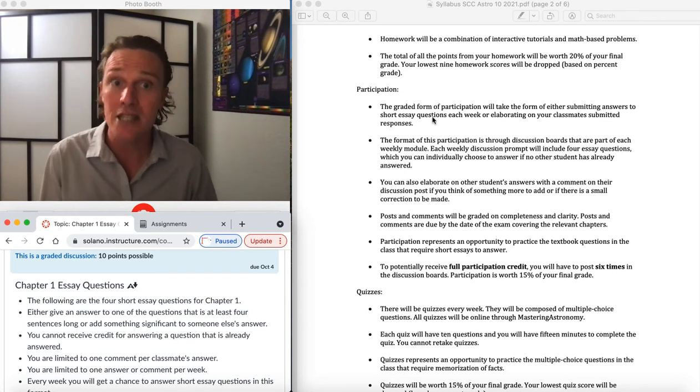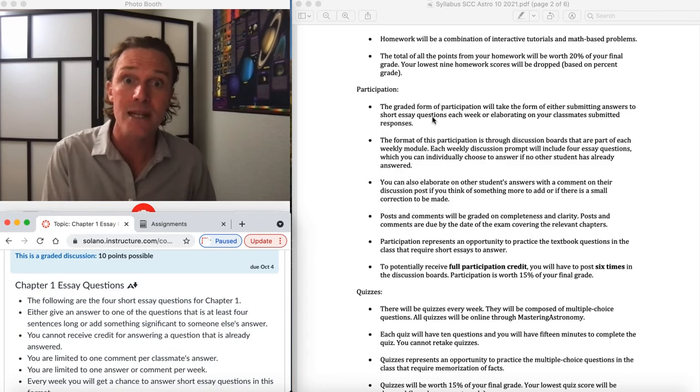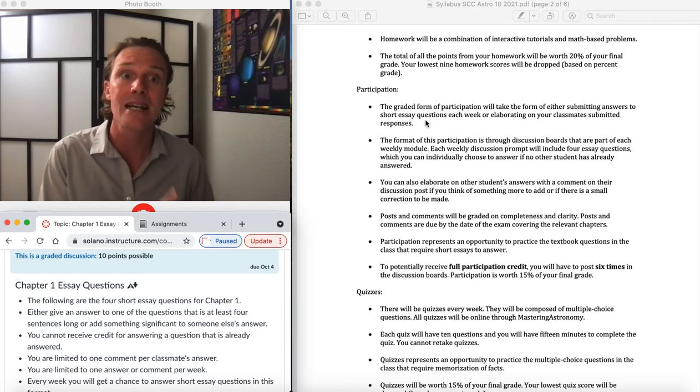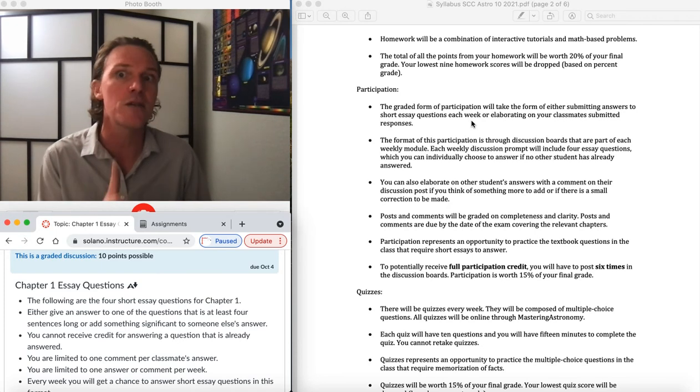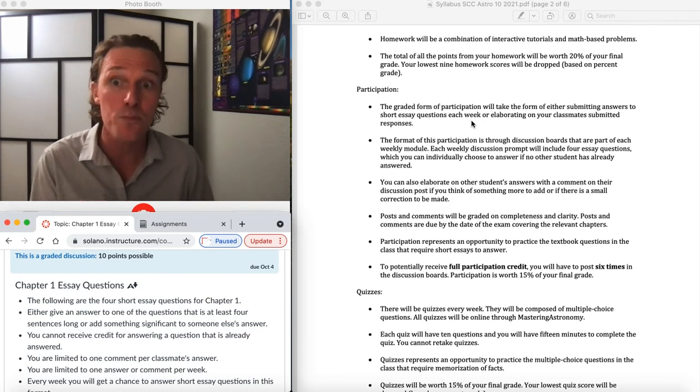So the graded form of participation will take the form of either submitting answers to short essay questions each week or elaborating on your classmates' submitted responses. Now, I'm not saying you need to submit them each week. I'm saying that there are essay questions each week, and I know that confuses some people. So there are essay questions available each week, but you do not have to post each week. More on that in just a moment.